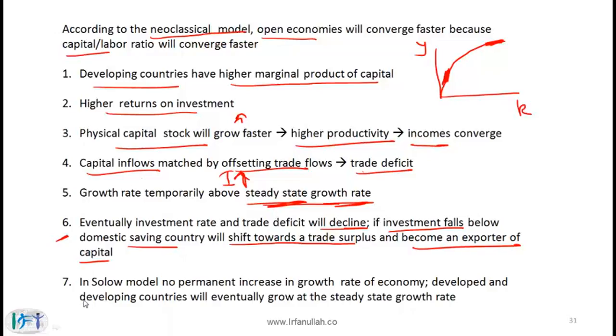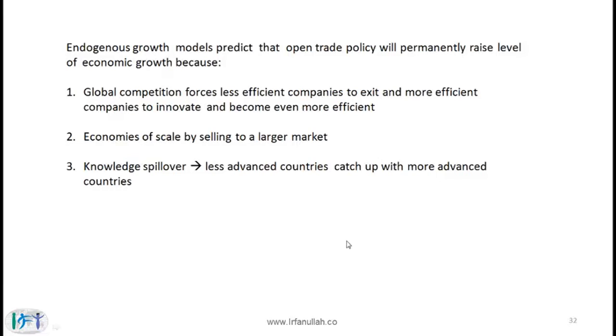And finally, as a general point, in the Solow model, so this is the neoclassical model, there is no permanent increase in the growth rate of the economy. Developed and developing countries will eventually grow at the steady state growth rate. So that was the neoclassical model. What does the endogenous growth model say?